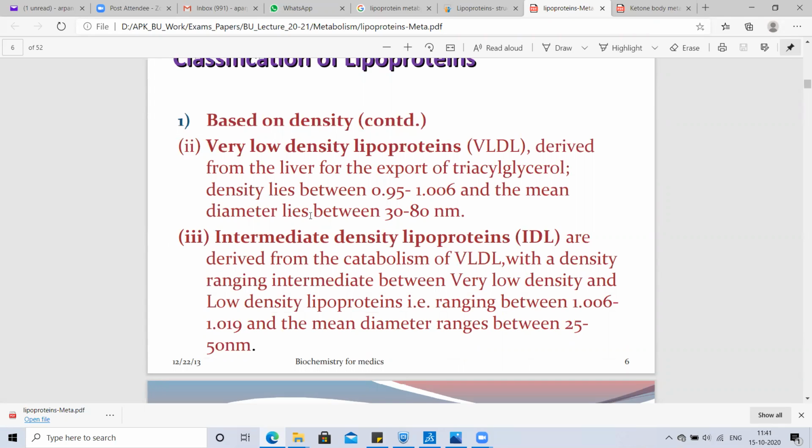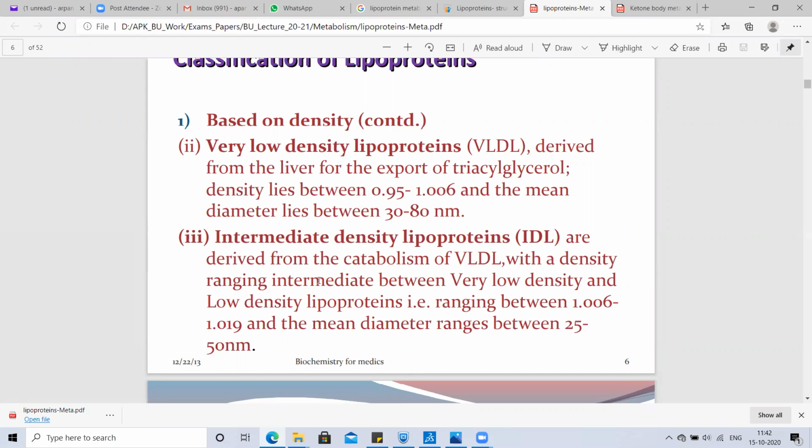The third class includes intermediary density lipoproteins. They are derived from the catabolism of VLDL, and they have density ranging between very low density and low density lipoproteins. Their density ranges between 1.006 to 1.019, and the mean diameter ranges between 25 to 50 nanometer. Actually, these are all values which one can learn, but one cannot remember all of this throughout the course.